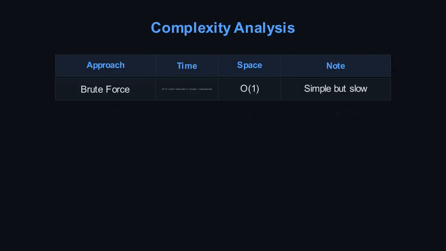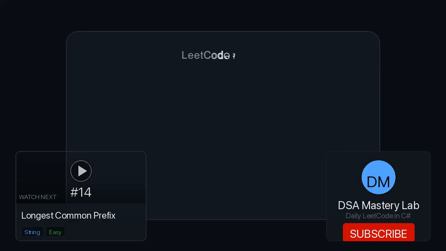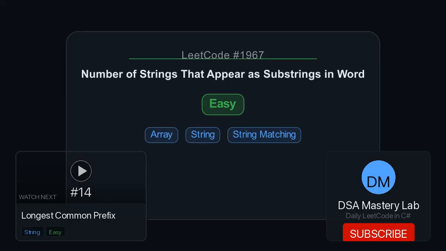The time complexity is O(W squared + P*L), where W is the word length, P is the number of patterns, and L is the average pattern length. Space complexity is O(W squared) to store all substrings in the hash set. This precomputation trick is a powerful optimization technique.